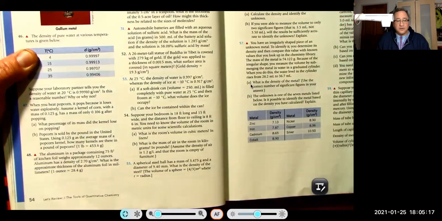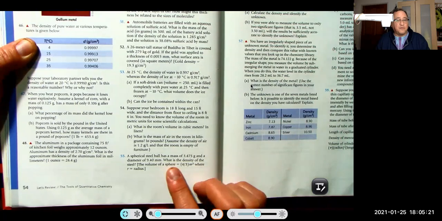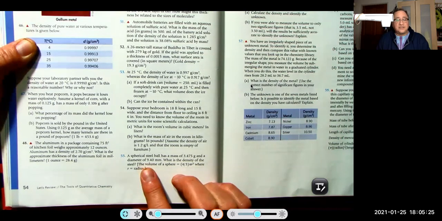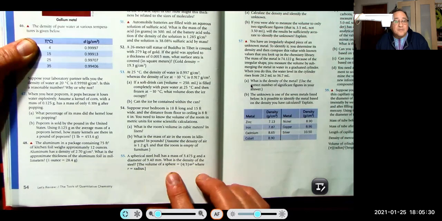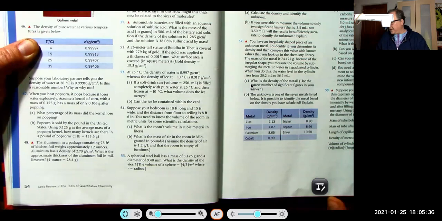Okay. So number 55 says a spherical ball has a mass of 3.475 grams and a diameter of 9.40 millimeters. What is the density of the steel? And they don't really ask us what type of units they want, but we can work it out.